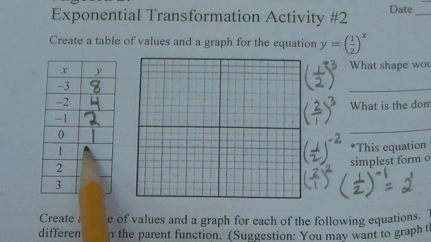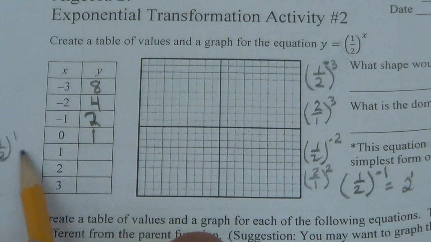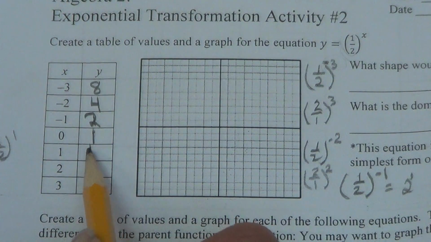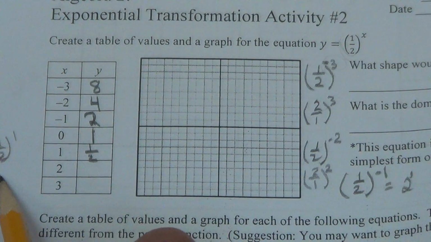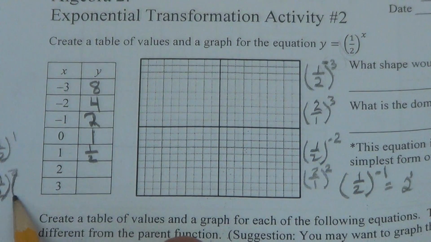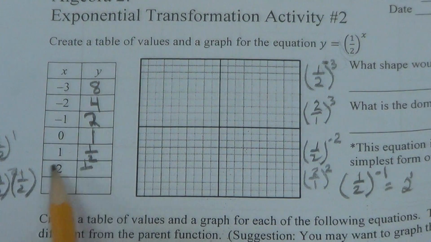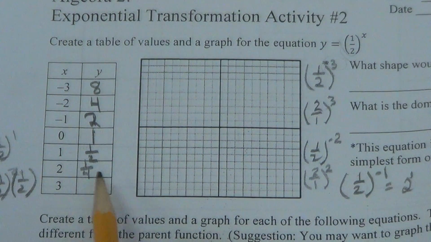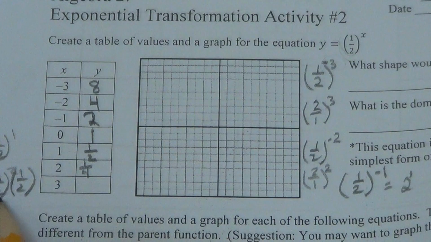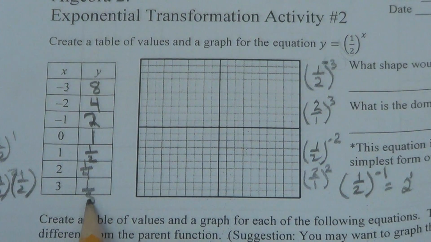1/2 to the first power is simply 1/2. 1/2 to the second power really means 1/2 times 1/2. 1 times 1 is 1. 2 times 2 is 4. 1/2 to the third would just multiply another 1/2 there, which would become 1/8.